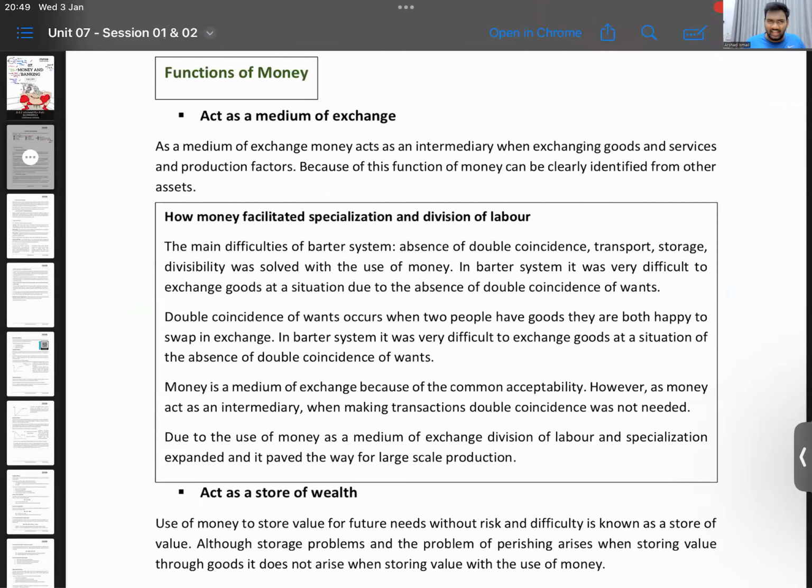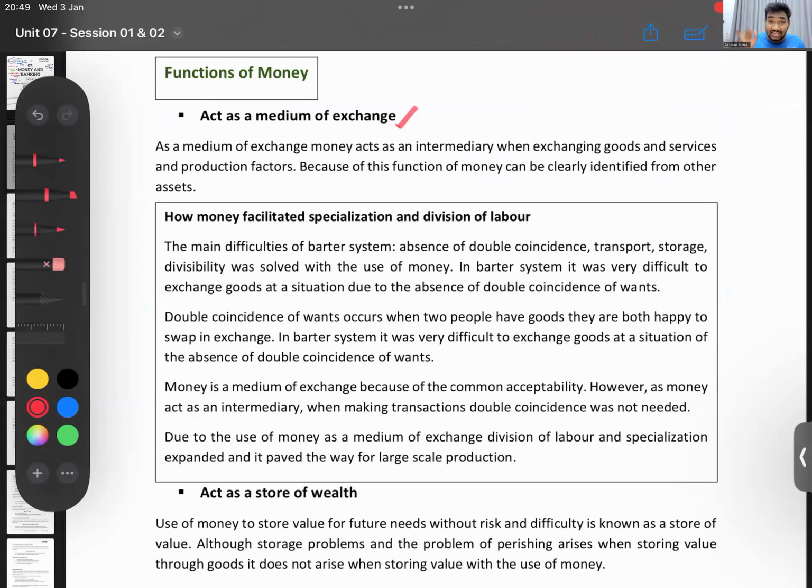Now, this is a highly tested area: the functions of money. I know some of y'all would have learned this in business studies, but we'll go a little bit in detail. One function of money is that it acts as a medium of exchange. What does that mean? When buying goods and services, you can pay with money. Money acts as an intermediary when exchanging goods and services. So whenever you are buying something, in return you can give money. That is what we say. It is a medium of exchange.